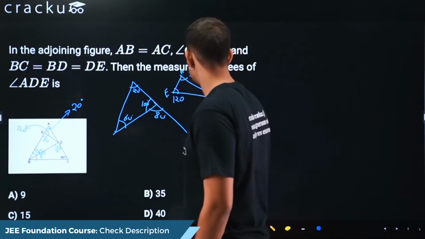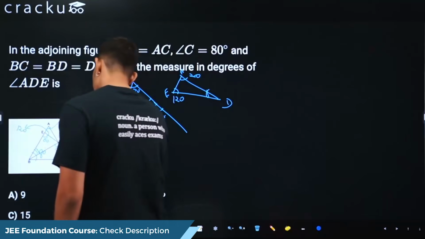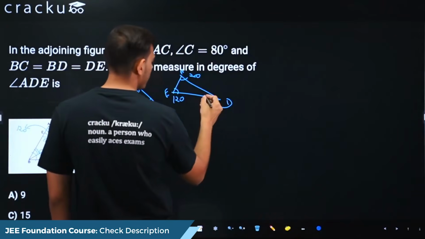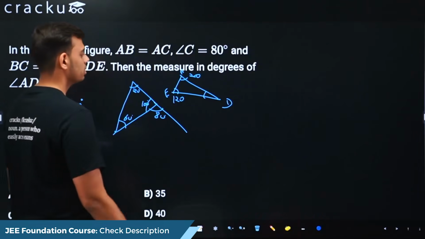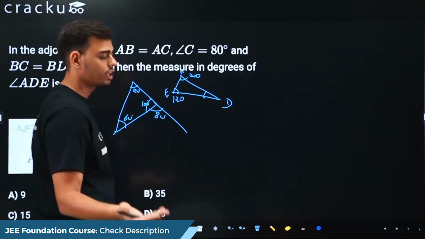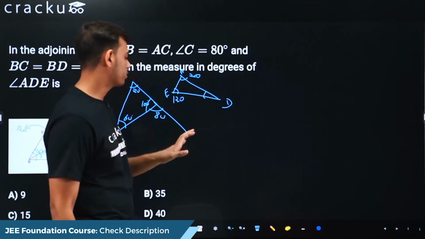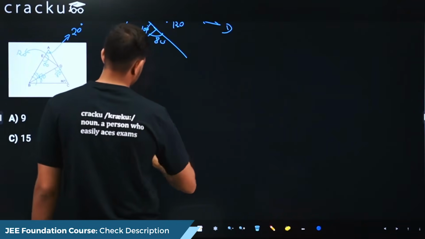This angle, I can easily calculate because I know the other two angles of the triangle. This 120 and 20 sum up to 140. So this angle will be 180 minus 140, 40 degrees.